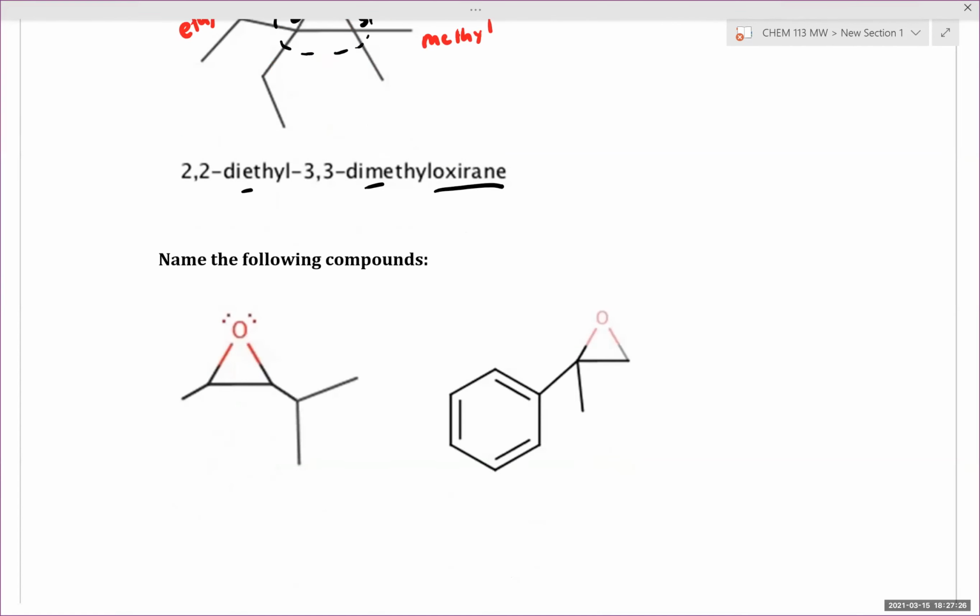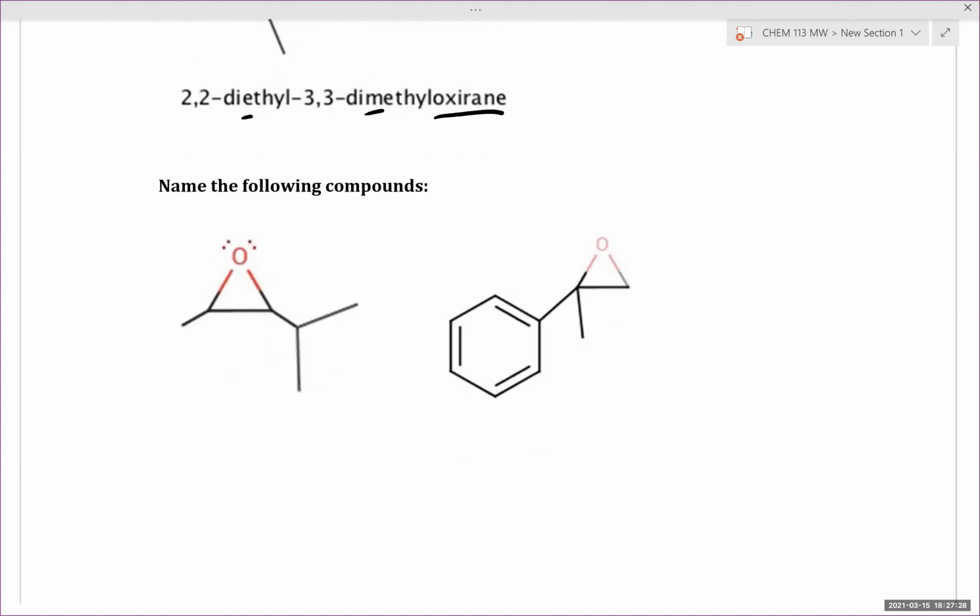Okay, perfect. So let's try to name the following compounds. I'll title them A and B. And I'd like students to try and name these compounds and propose IUPAC names for each of these compounds. So we have a proposed name for the first compound of 2-isopropyl-3-methyloxirane.